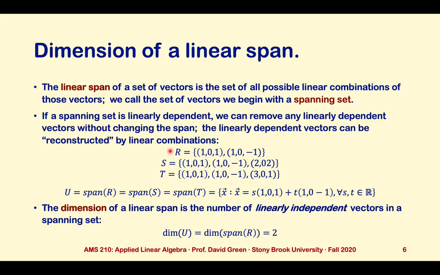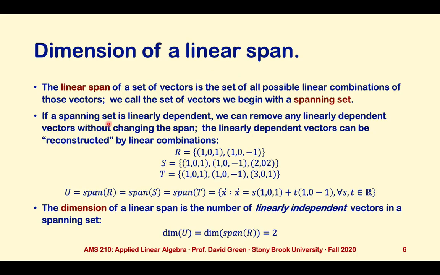Now that we've introduced the idea of linear independence, I'd like to introduce the idea of the dimension of a linear span. Remember that the linear span of a set of vectors is a vector space that is defined as the set of all possible linear combinations of those vectors. And we call that set that we start with a spanning set, a set that we use to define a vector space.